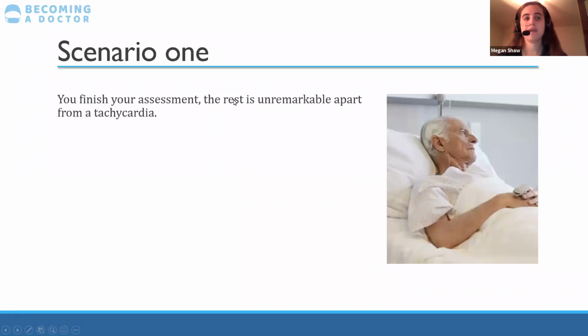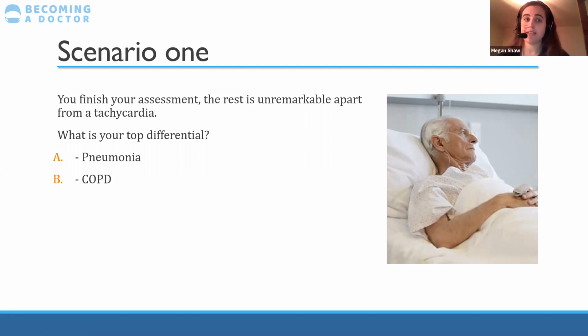So you finish your assessment. The rest of C, D, and E are unremarkable. The only thing you find is a tachycardia, which we already know from his NEWS. So at this point, in your impression, what's your top differential? This is a bit more of a theory question now. Pneumonia, COPD, sepsis, MI, or PE. So quick poll.